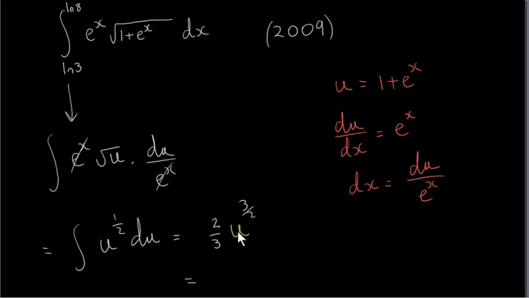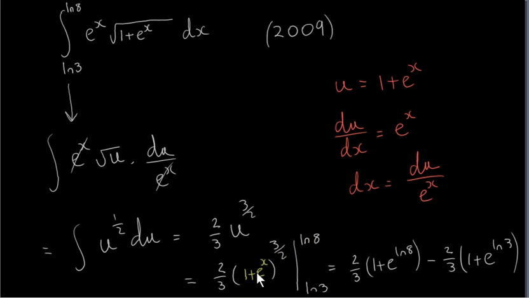And I'm going to just substitute back for u. You can change the limits, but I won't do it that way. I'll just sub back in for u. U is 1 plus e to the power of x. And our limits range from x equals ln 3 to x equals ln 8. Sorry, I should have e to the power of x here.